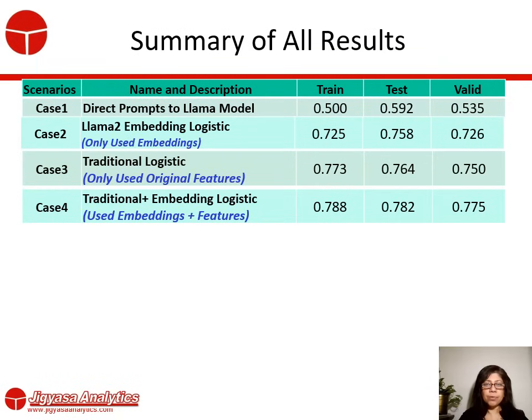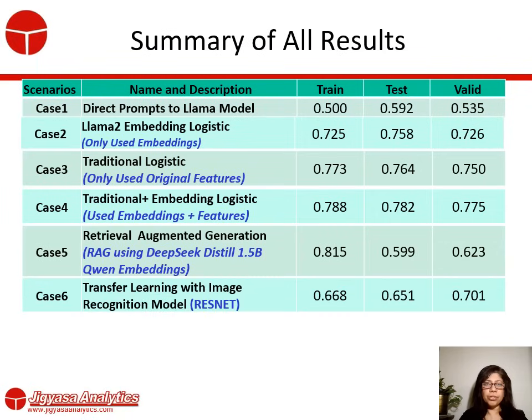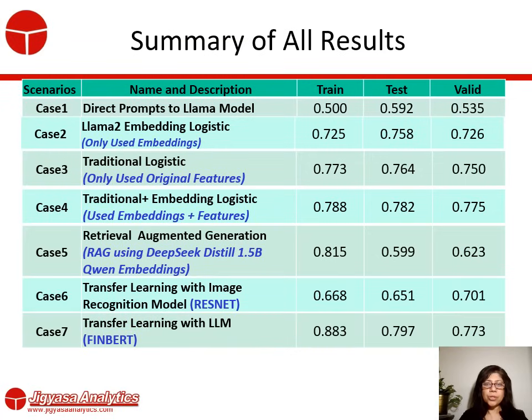And as we can see from the AUCs, this combined model gave us the best results as compared to all the other models that were built last time. So these were the results from last time. Today, we presented the RAG approach, and this is depicted here as case 5. Case 6 shows the results of the transfer learning with the ResNet 50 model, and case 7 shows the results of transfer learning with the Finbert model.